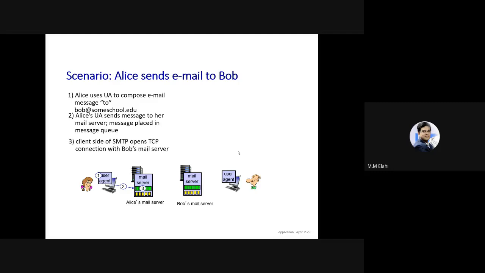So Alice's mail server now opens a TCP connection with Bob's mail server, and then sends the message to Bob's mail server. Bob's mail server will definitely contain a mailbox because Bob is a registered user of Bob's mail server. So step 5, Bob's mail server places the message in Bob's mailbox.